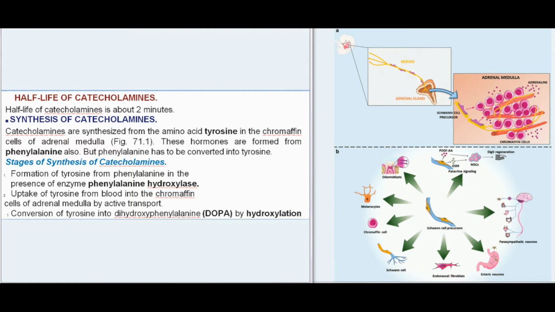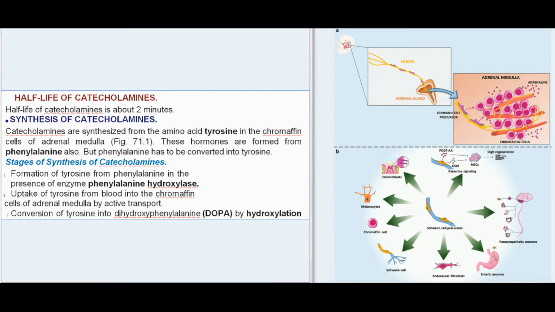Synthesis of catecholamines. Catecholamines are synthesized from the amino acid tyrosine in the chromaffin cells of adrenal medulla, Fig 71.1. These hormones are formed from phenylalanine also. But phenylalanine has to be converted into tyrosine. Stages of synthesis of catecholamines. Formation of tyrosine from phenylalanine in the presence of enzyme phenylalanine hydroxylase.